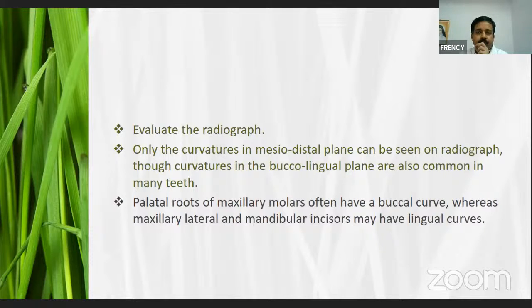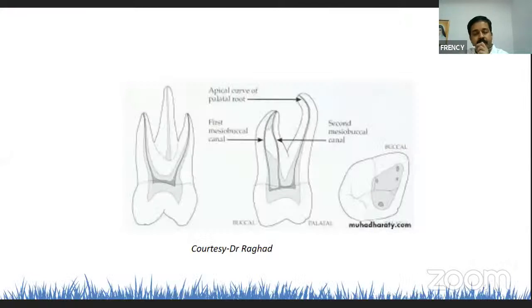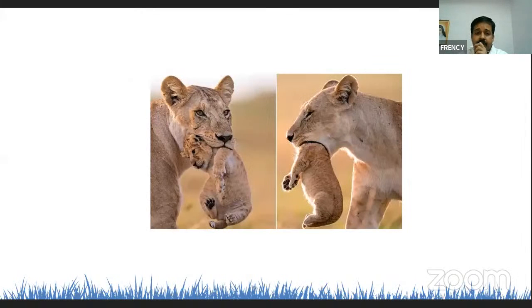All these things you have to have in your mind, so that it will make your root canal treatment easier. This is the picture that shows the buccal curve of the palatal root of the maxillary molar. So many times what we see in the radiograph may be only a small part of the picture.